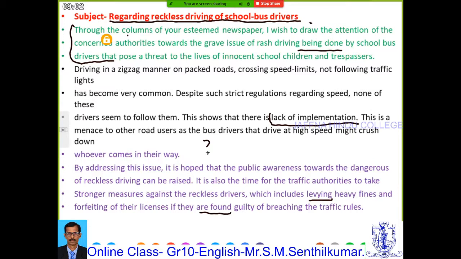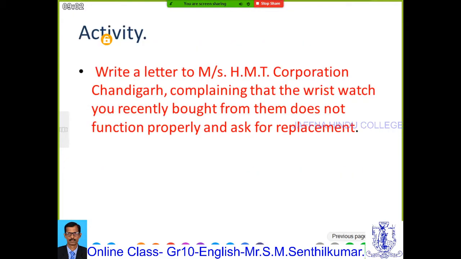And I will give you another complaint letter. Another letter model. Write a letter to, don't bother about this, one of the names, HMT Corporation, this is the name of the company, Chandigarh, complaining that the wristwatch you recently bought from them does not function properly. Ask for the replacement.